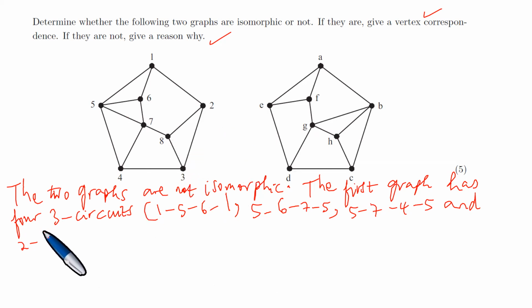And 2, 3, 8, 2. Okay, we have somehow exhausted them because somebody can just say, we have a 3-cycle here, a 3-cycle there, there, and there. So we can easily see the first graph has four 3-cycles. This one has one here, two there, three there. That is enough to say the two graphs are therefore not isomorphic.